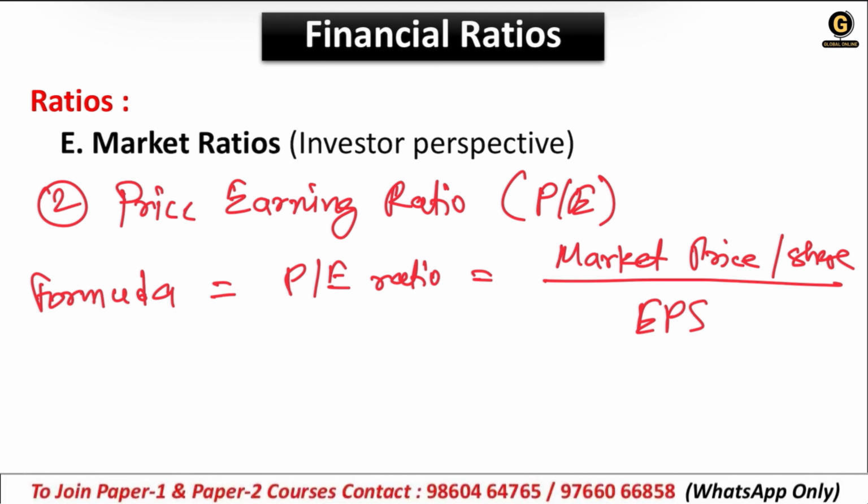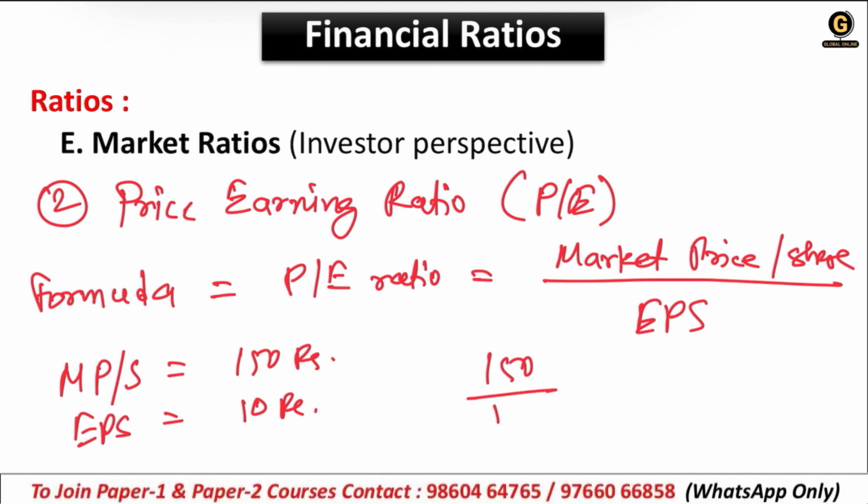Now we need to calculate the PE ratio. For example, we have market price per share of 150 rupees, and we have EPS of rupees 10. So 150 divided by 10, what will be the answer? It is 15. So what does this 15 mean? It means investors are willing to pay 15 rupees for every 1 rupee of earning.